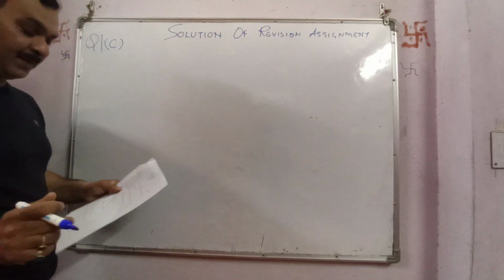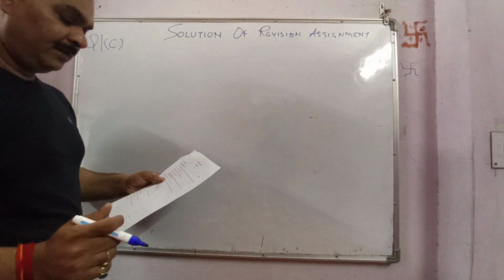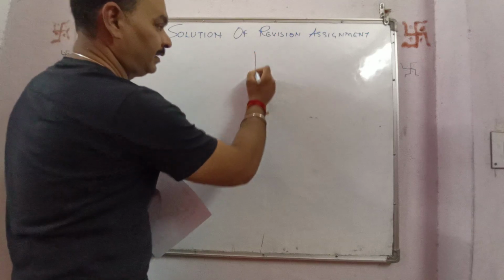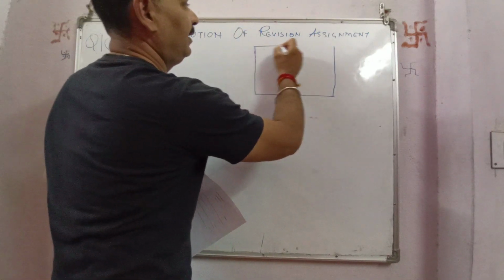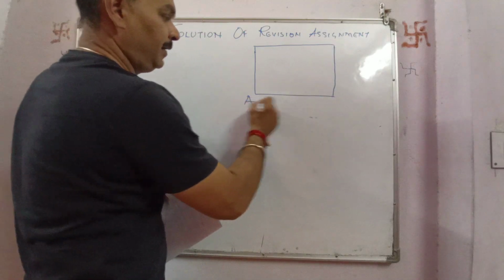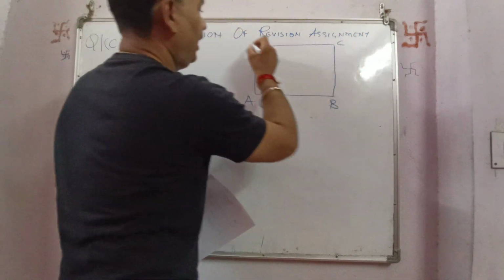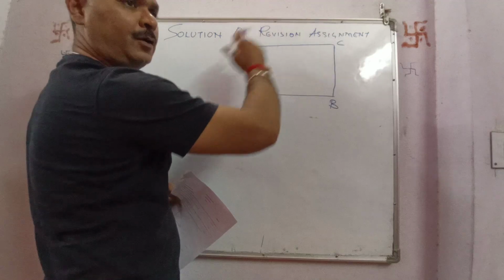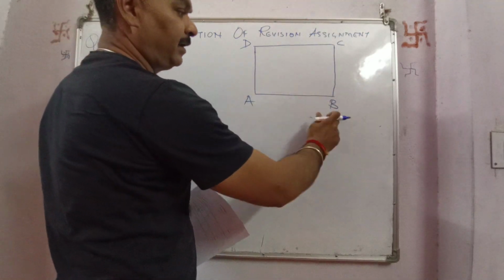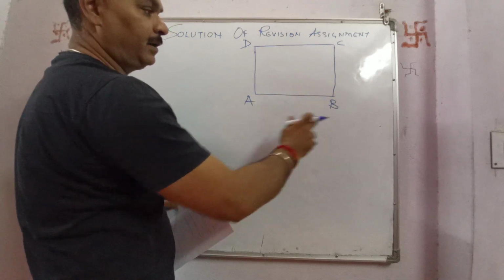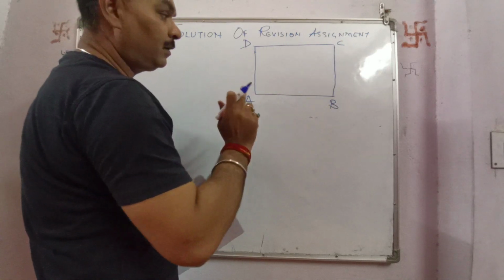Question number 1, C part. In rectangle ABCD, so you know that A, B, C and D, either you write anti-clockwise or you write clockwise, but you cannot write in zigzag. If you are writing it, either write it anti-clockwise or clockwise.